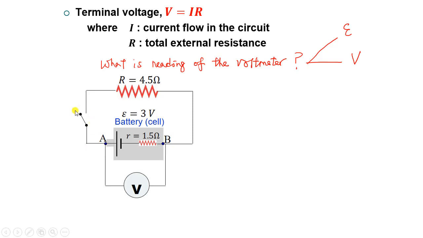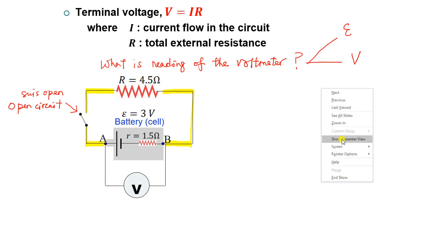Okay, if our switch is open like this, we are going to have an open circuit. What is meant by open circuit? Open circuit means our circuit is not complete. Highlight up to here: it is cut off, not connected. It is cut off here. So that is what we call an open circuit.